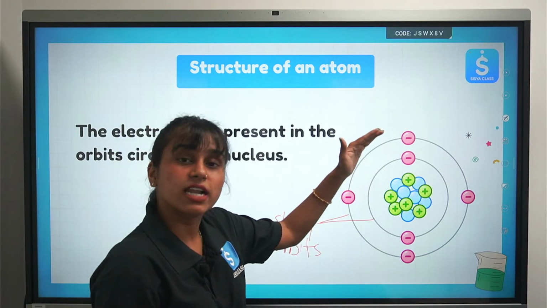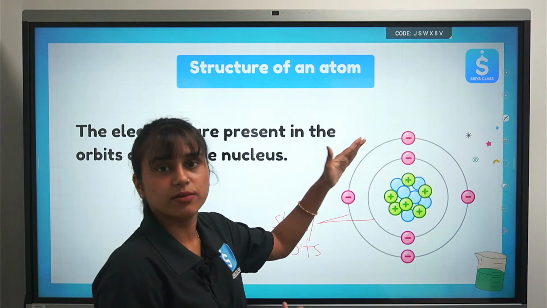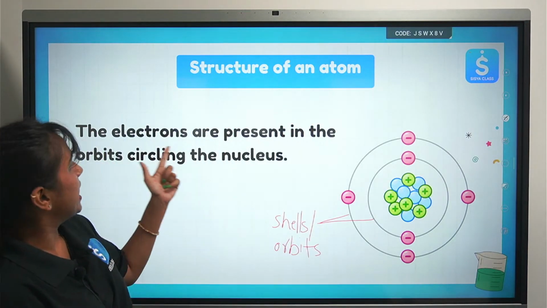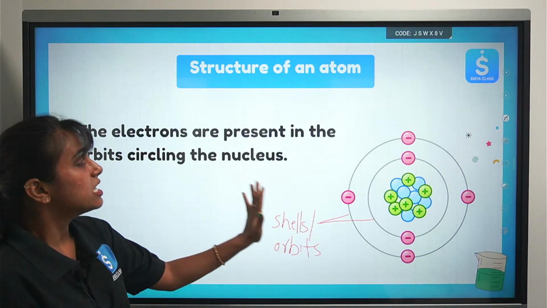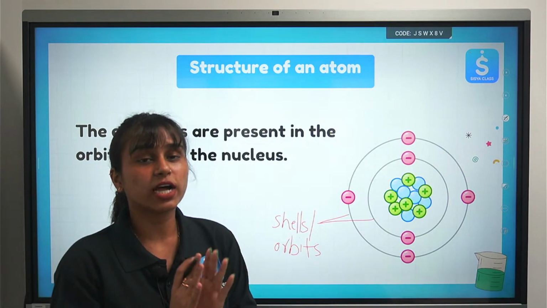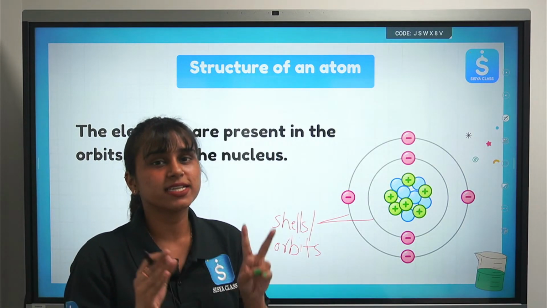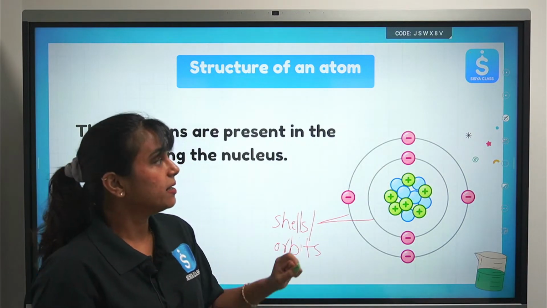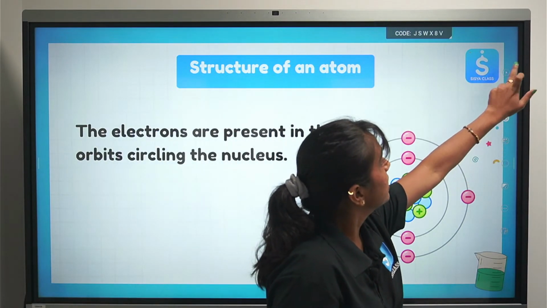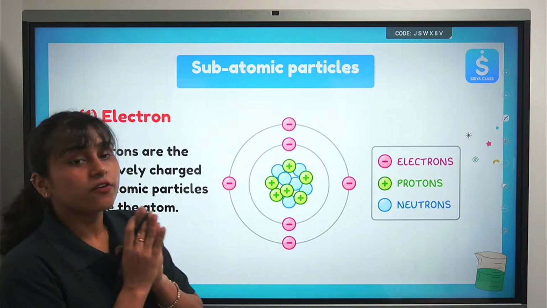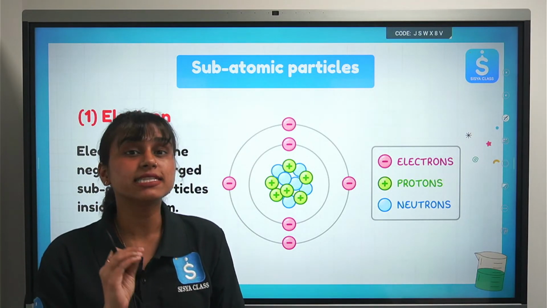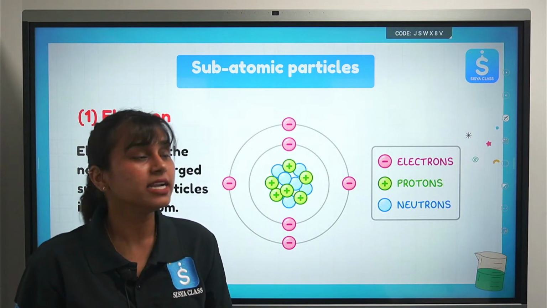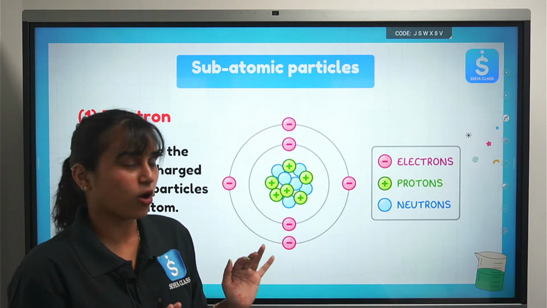There are specific levels like 1, 2. We'll learn more about this. So the electrons are present in the orbits circling the nucleus. I hope you are clear with where the protons are present, where the neutrons are present, and where the electrons are present. Let's move on. Now, we'll learn in detail all the 3 subatomic particles. We briefly discussed where they are present, now we'll learn more about them.